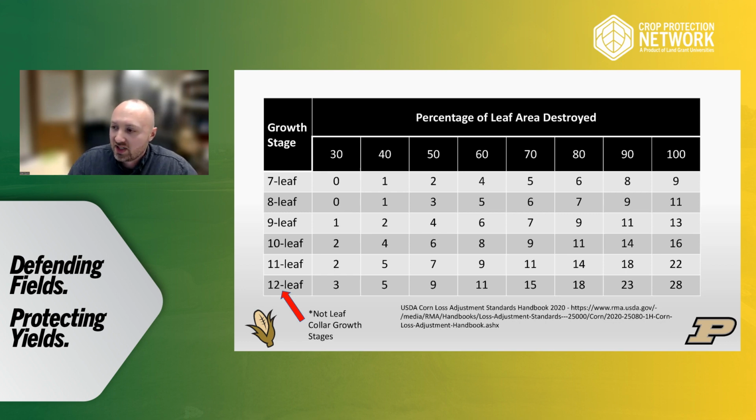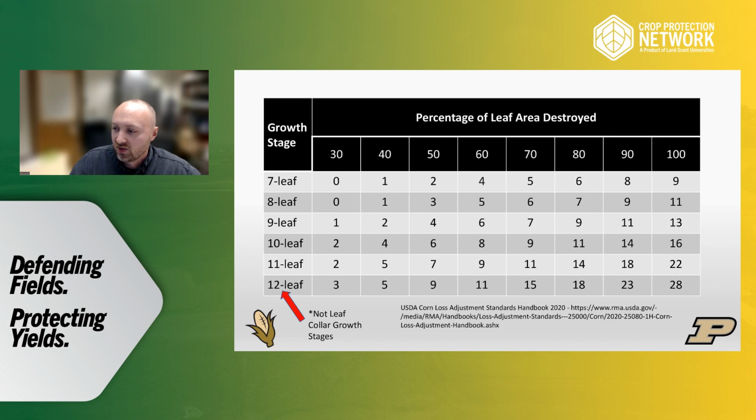And it's based on growth stages, right? So we think about the 7 leaf. What's interesting about these tables is, I often talk about vegetative stages, V stages, and the collared leaf stages. A lot of times the crop insurance and also the corn loss adjustment handbooks refer to actually the number of leaves. They don't go by collared growth stages. They go by more so the leaf stage, the number of leaves at that point in time. So that's important to understand when looking at these tables.